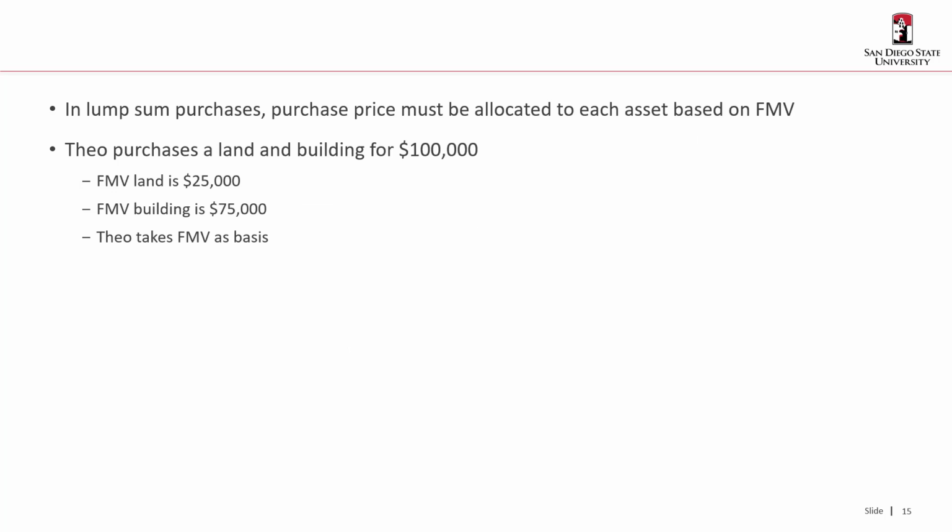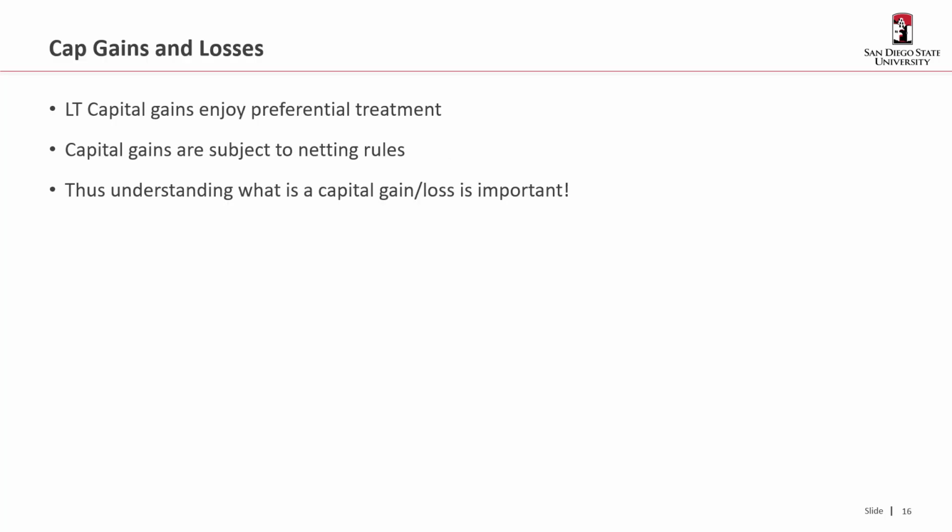Okay. So one last weird thing is when we purchase a number of items of property in a lump sum, in which case the purchase price has to be allocated to each asset based on the fair market value. So for example, if Theo purchases land and a building for $100,000, the fair market value of the land is 25 and the fair market value of the building is 75, then Theo would simply take the fair market value as the basis. So 25 and 75 in each.